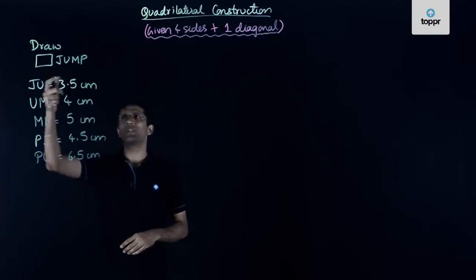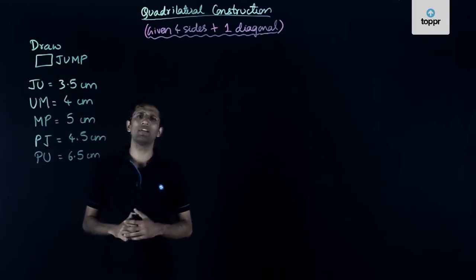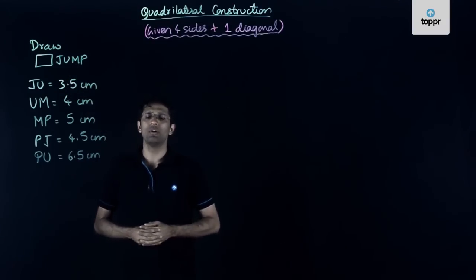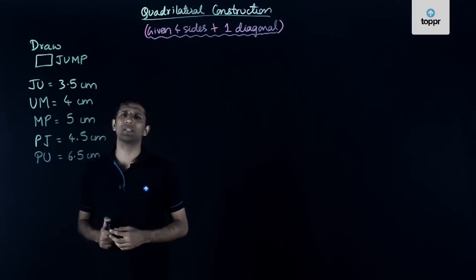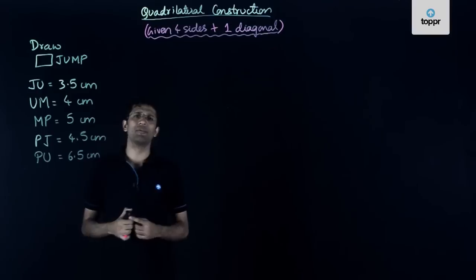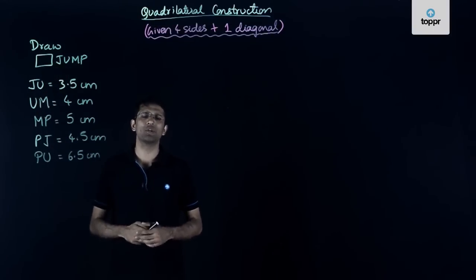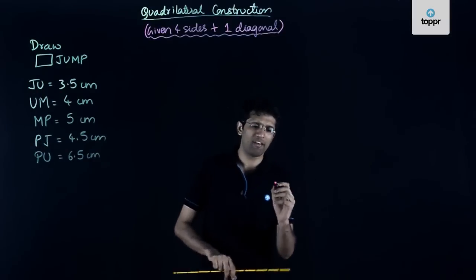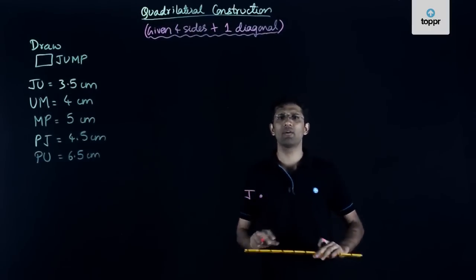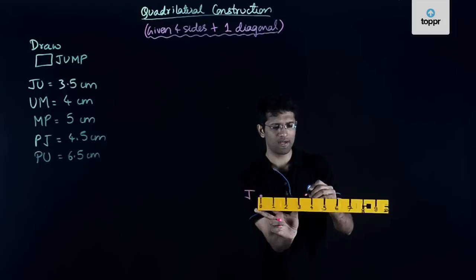The question asks us to draw this quadrilateral JUMP. So the quadrilateral will have vertices J, U, M and P. We will look at the information that is given to us. First, we have been given that JU is 3.5 centimeters. So we've been given the length of side JU as 3.5 centimeters. Let's draw that. I fix a point J somewhere here. Then I measure a distance of 3.5 centimeters and it brings us here.